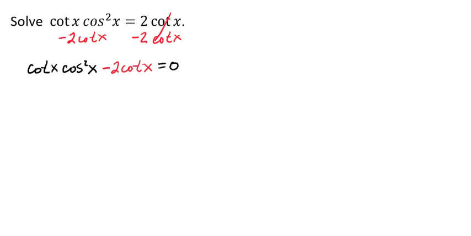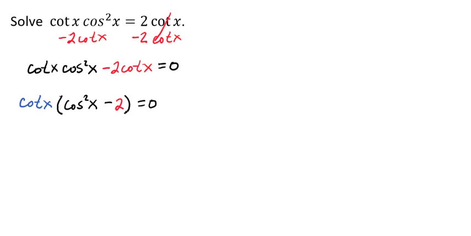From here, we can see that each term has a cotangent. So if we factor out a cotangent, that leaves us with cosine squared of x minus 2 equals 0. Because the 2 is still technically from our red piece, we can leave that there.